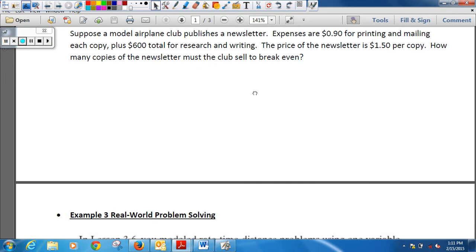Okay, so our real life one using expenses and income says, suppose a model airplane club publishes a newsletter. Expenses are 90 cents for printing and mailing each copy, plus $600 total for research and writing. The price of the newsletter is $1.50 per copy. How many copies of the newsletter must the club sell to break even? X, I'm going to say, are the number of copies they have to sell, and y is the money. It's either going to be income or expenses. It'll be both of them.